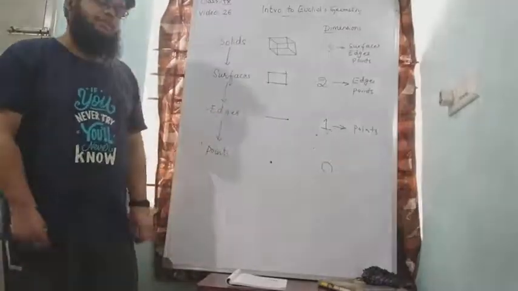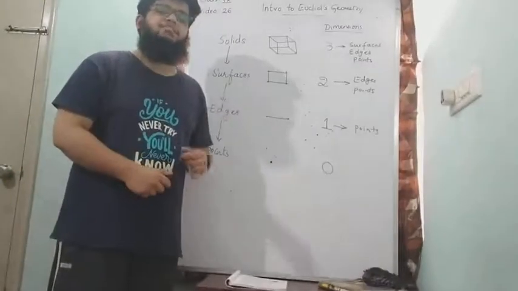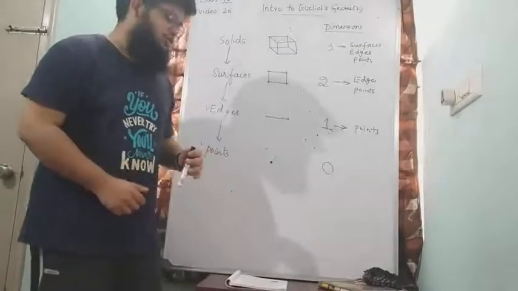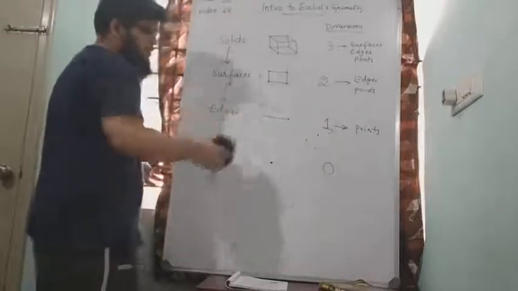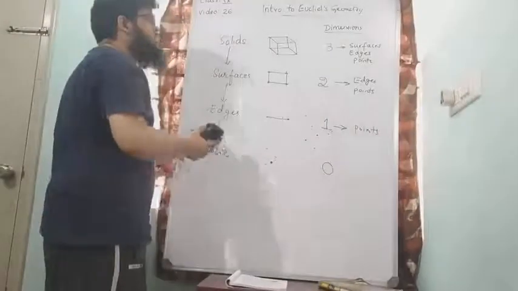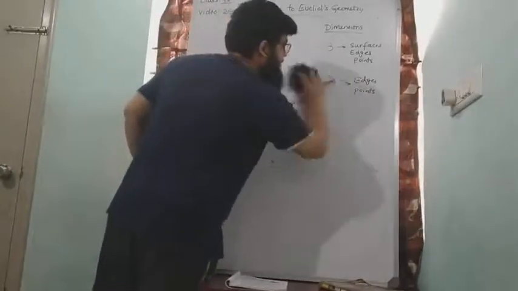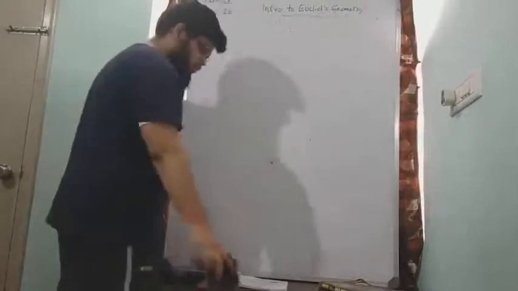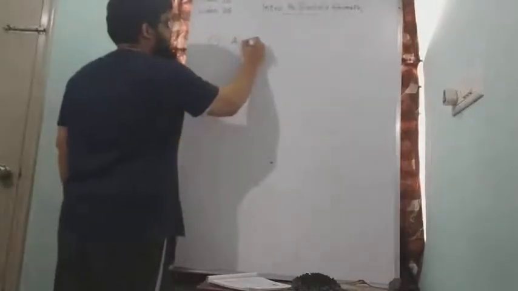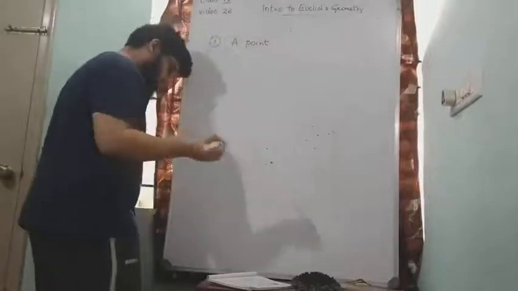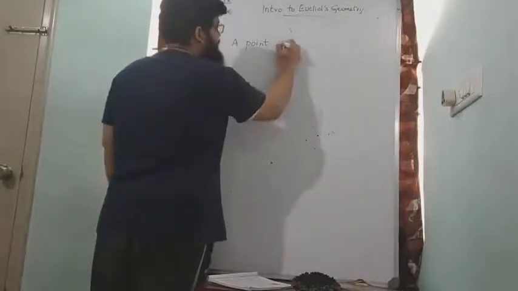So after learning this, there are some important points that we need to know in Euclid's geometry. Let us discuss them. Kindly make a note like this so that it will be easy for you to understand while studying. Okay. So one is a point is that which has no part.